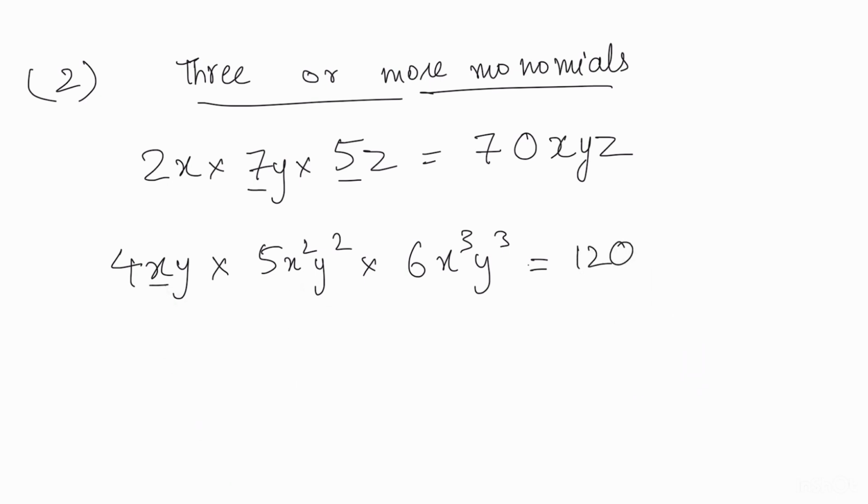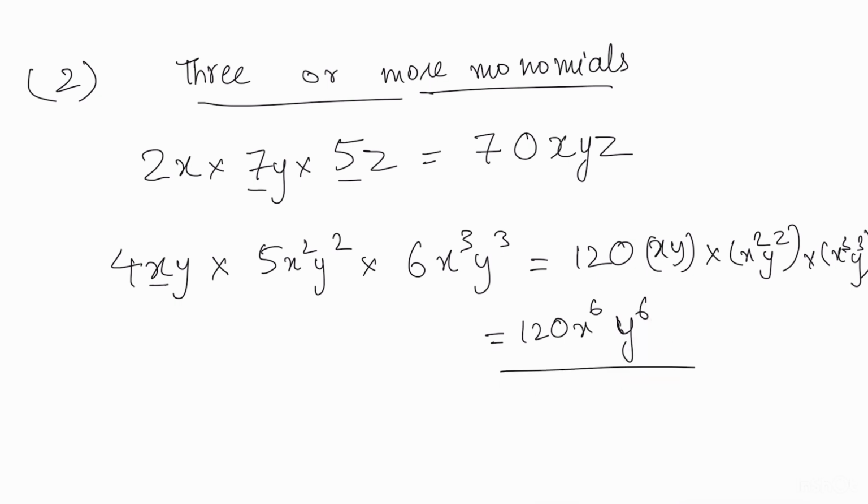Then for x, you don't even need to write it like that, but for simplicity right now I'm writing it. You may write it because you're just beginning, but you just have to add the powers of x. Here it is 1, here it is 2, here it is 3. So it is 6. For y it is 1, 2 and 3, again it is 6. So this is your answer.